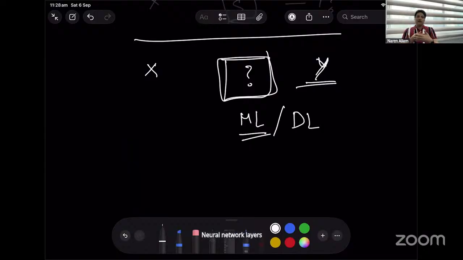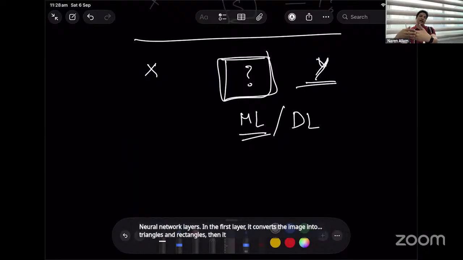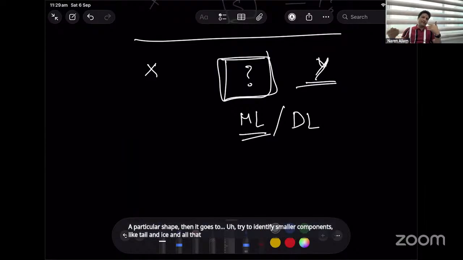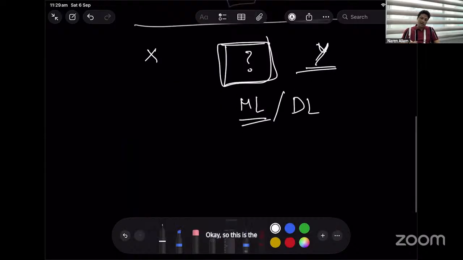In the first layer, it converts the image into triangles and rectangles. Then slowly it identifies that into a particular shape. Then it tries to identify smaller components like tail and eyes and all that. So in multiple layers, it identifies a cat. So this is the traditional machine learning and deep learning.